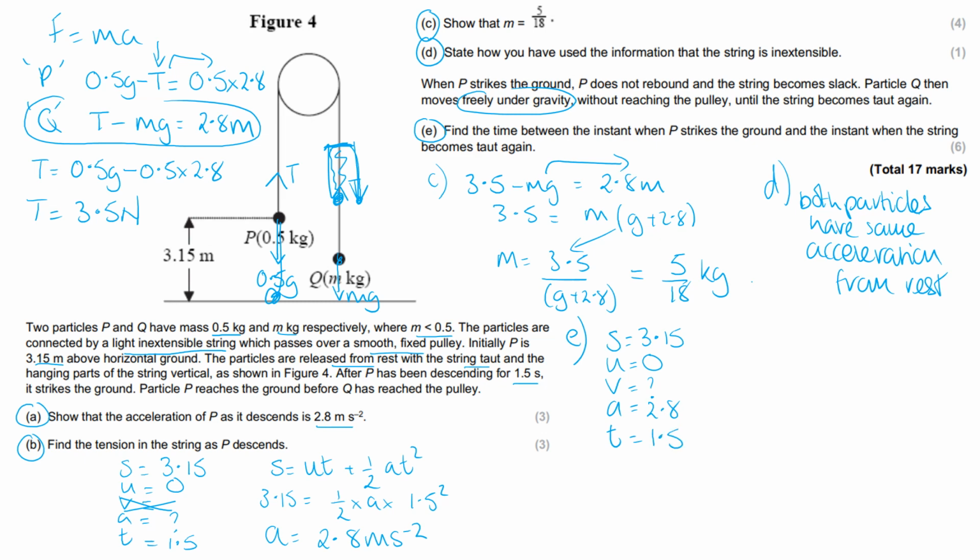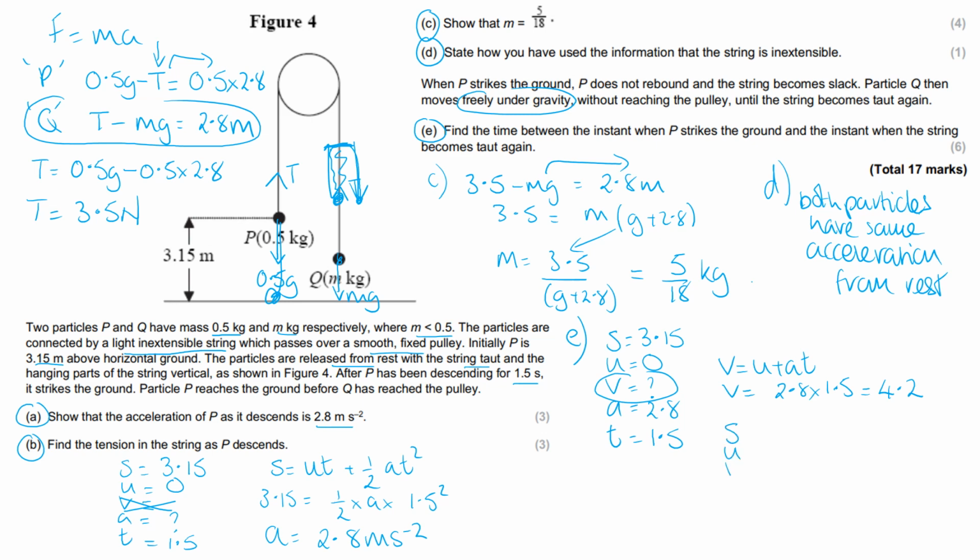Now the easiest equation to use here is v is equal to u plus at. So v is equal to 0 plus 2.8 times 1.5, and that comes out to be 4.2. So that is the final velocity when we're still moving under the system where the two particles are attached, and we've got that acceleration 2.8. So that is now going to be our initial velocity when Q starts to move freely under gravity.